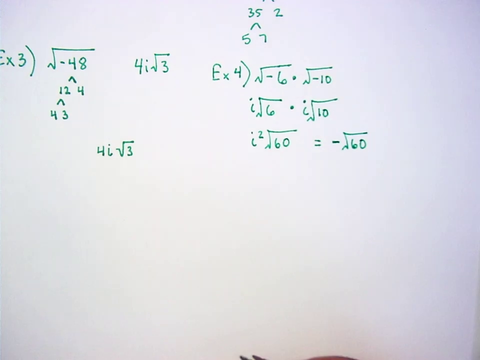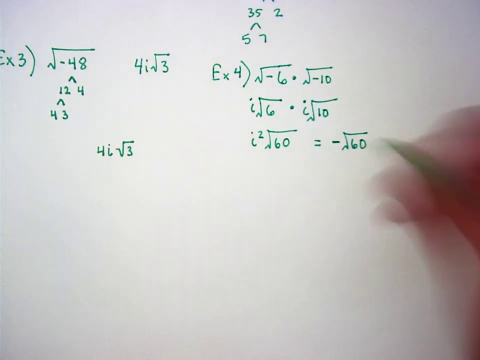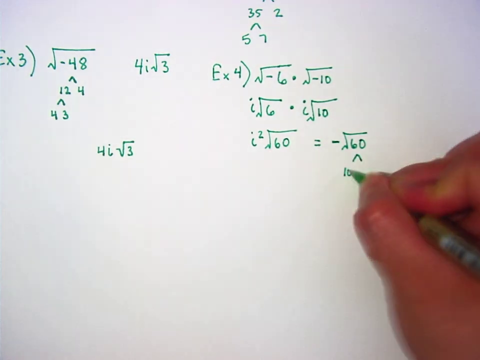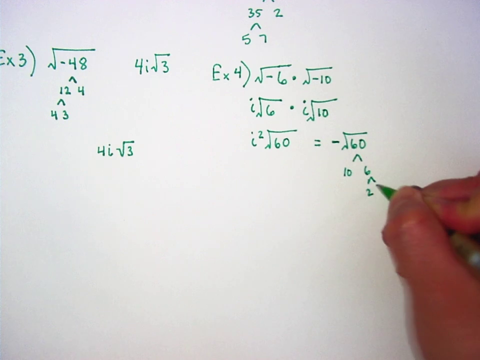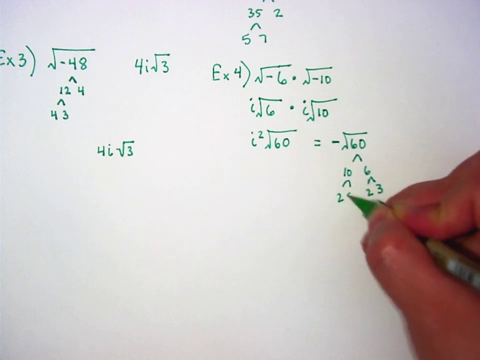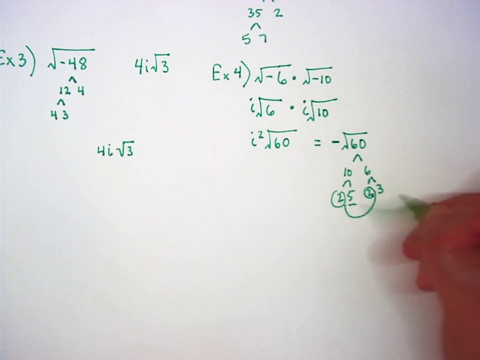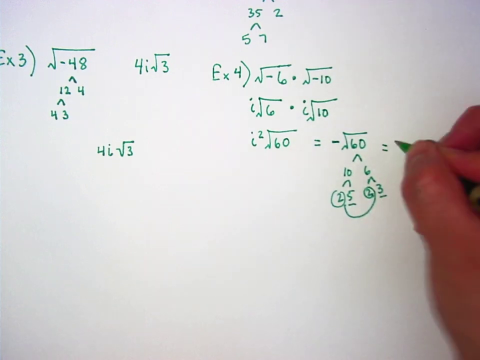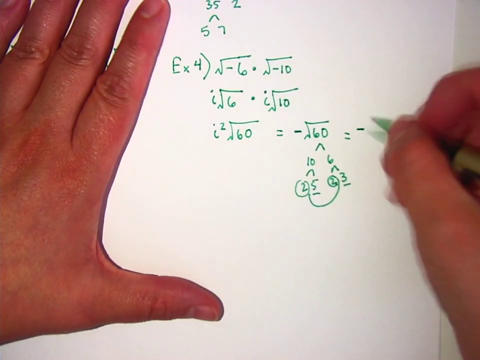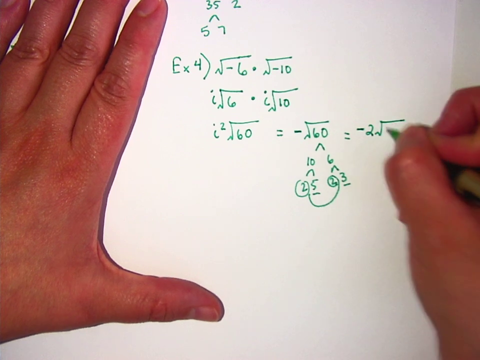All right, what does 60 break down to? 10 and 6. That's 2 and 5 and 2 and 3. So it looks like I've got a pair of 2s, and then I've got a 5 and a 3 left over. So this would be negative 2 square root of 15.